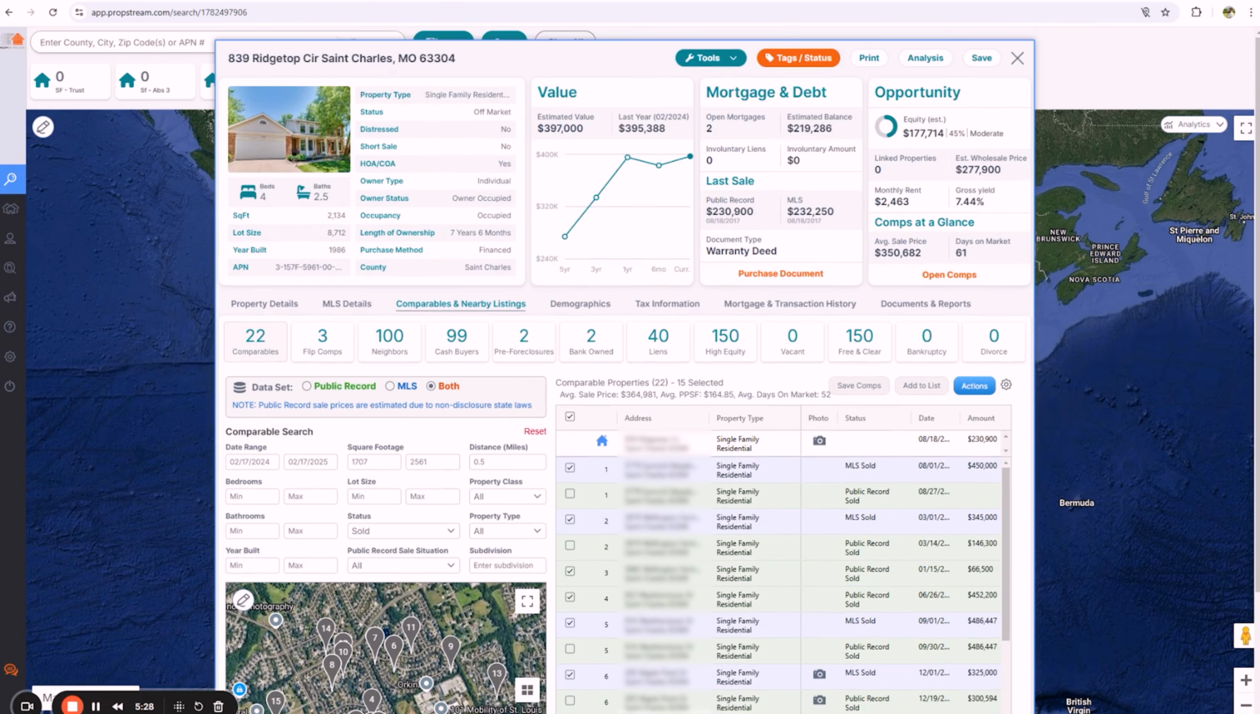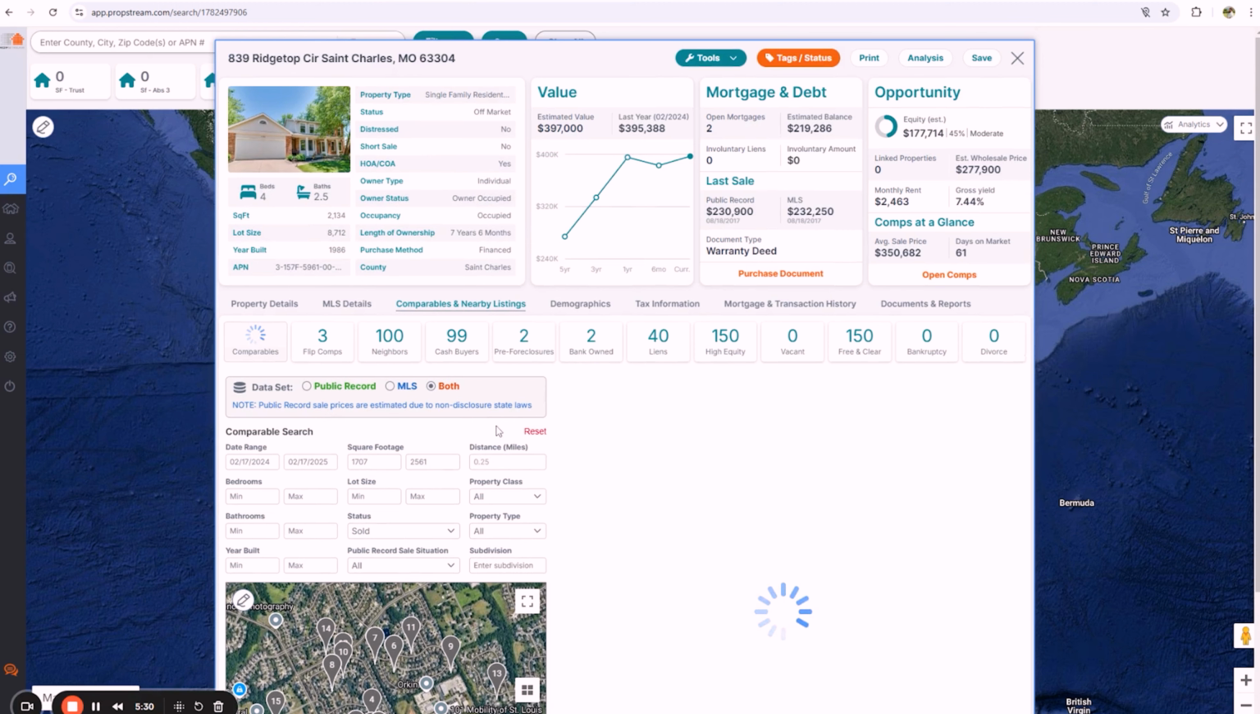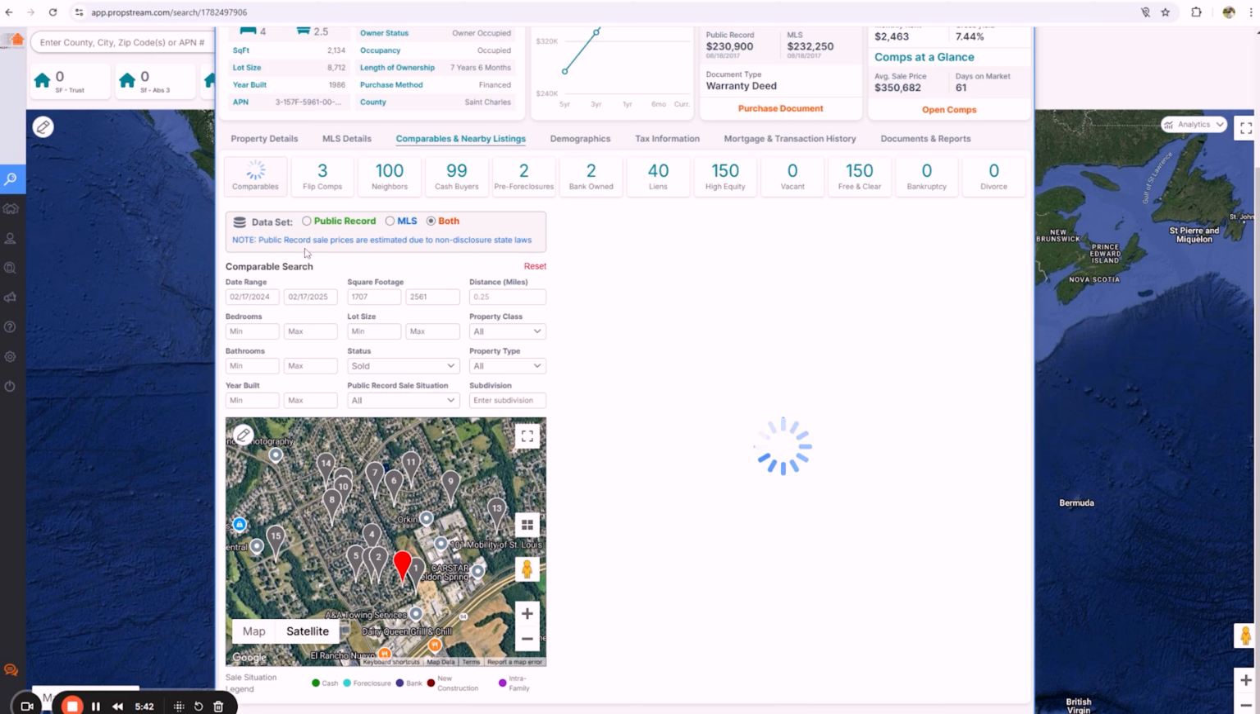PropStream's default distance is going to be half a mile. So we're going to want to pull that in a bit. We want stuff that's sold as close to this property as possible. One other thing worth pointing out is that they state that any public sale data is simply an estimate because it is a non-disclosure state.